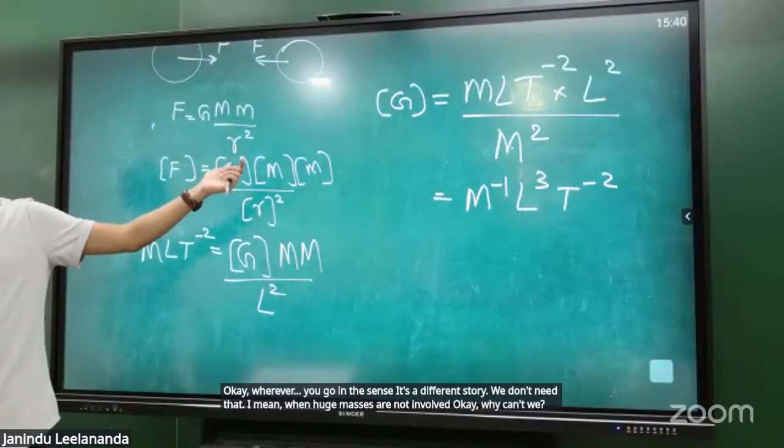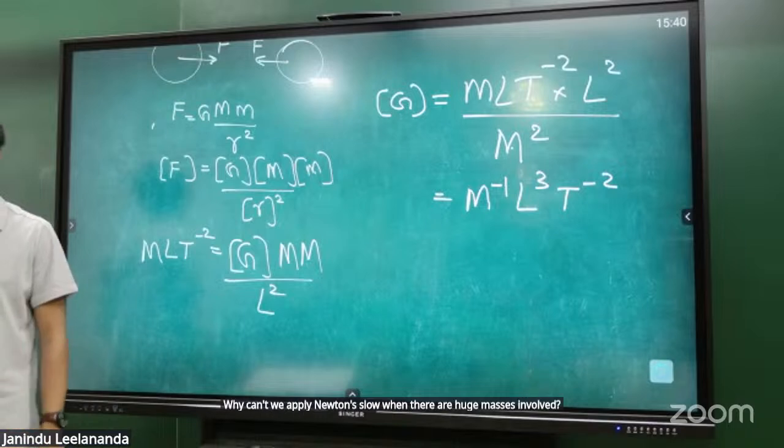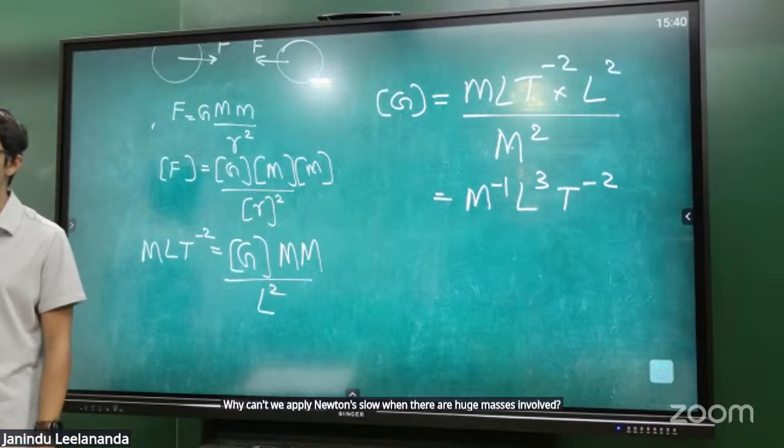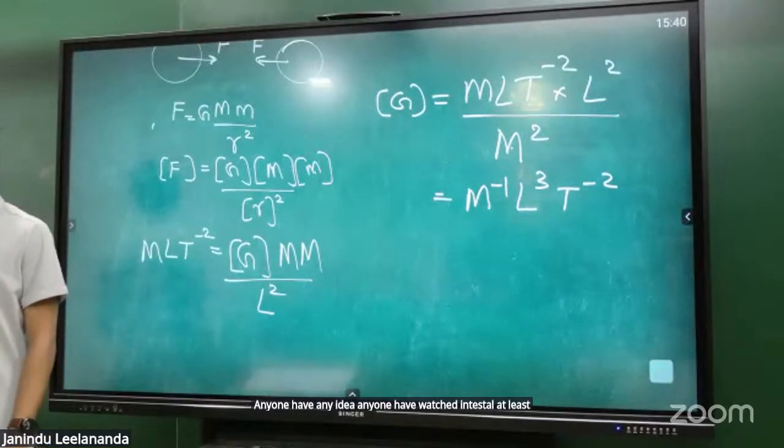Why can't we apply Newton's law when there are huge masses involved? Why? Anyone have any idea? Has anyone watched Interstellar at least? Why can't we apply Newton's equations?